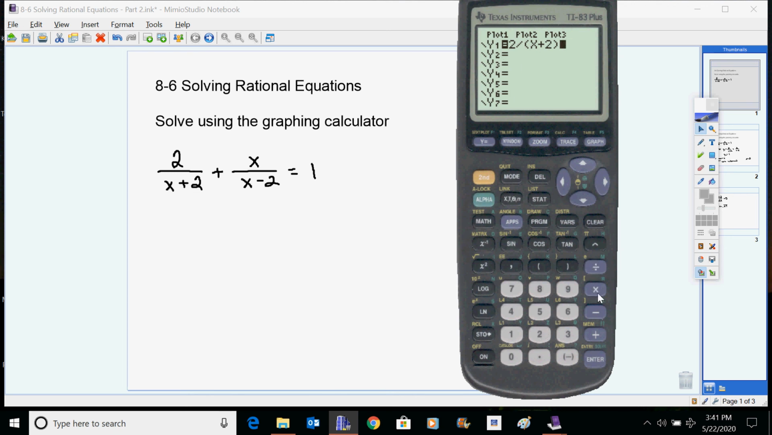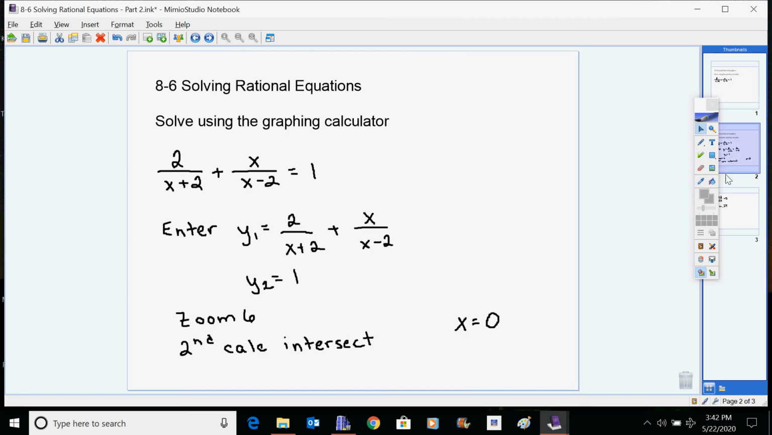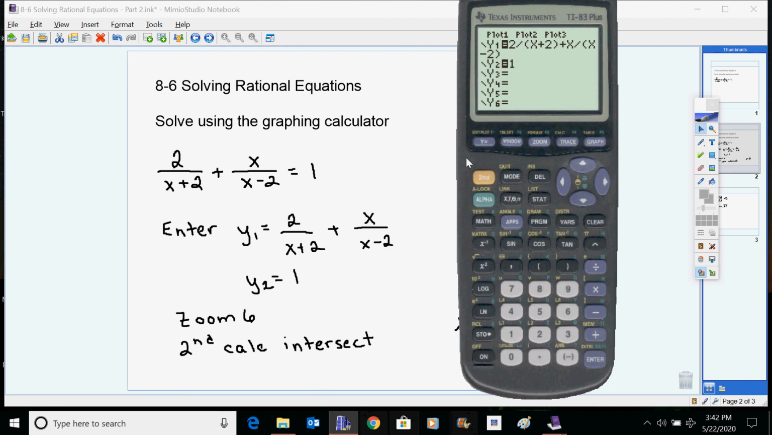So I have this. Now, oops, I don't want to multiply, I want to add x divided by, once again, be careful, put in x minus 2. All right, we've got that. Now in y2, here's the interesting thing. One side of the equation goes in for y1, the other side of the equation goes in for y2. So I've got my calculator all set up. y1 gets to have one side, y2 gets the other.